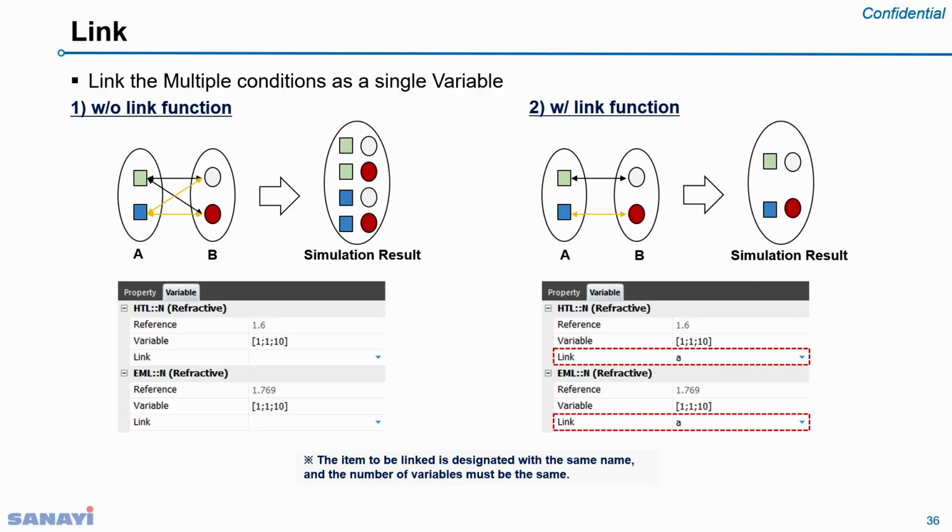And when using this option, there are some precautions. The item to be linked is designated with the same name, and the number of variables must be the same. So to use a link option, by entering the same number or a letter, they are linked to each other. Second, the number of variables that you enter in the condition must be the same.